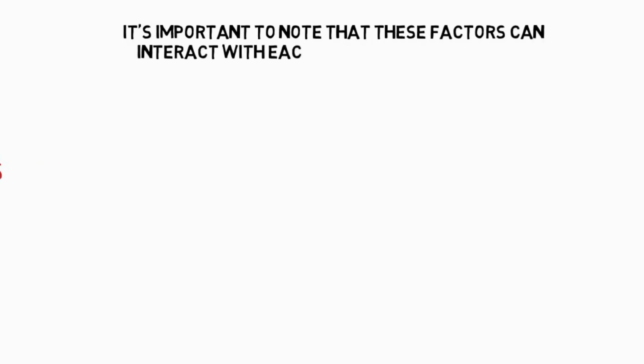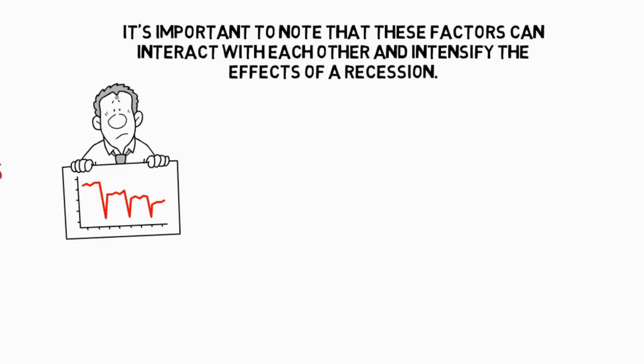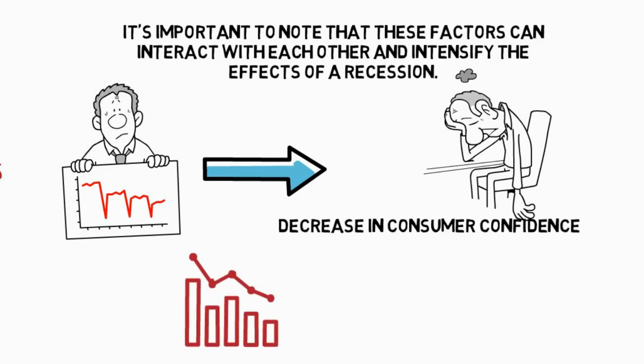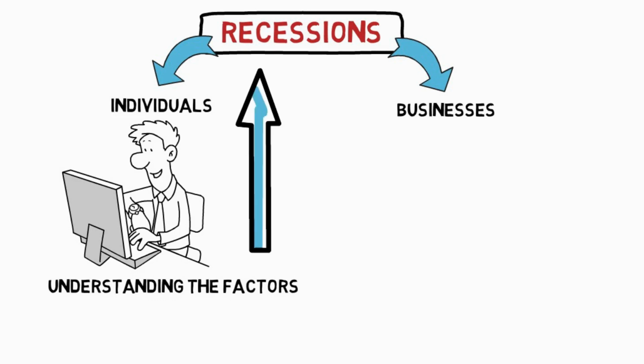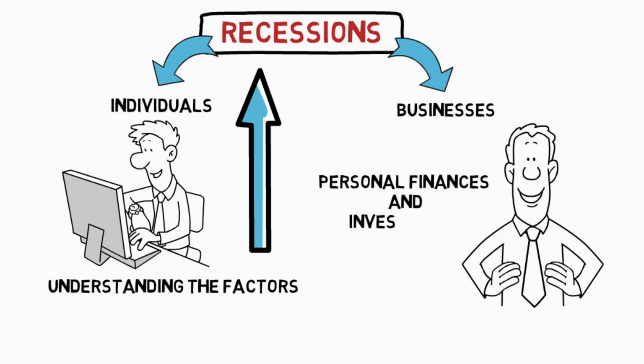It's important to note that these factors can interact with each other and intensify the effects of a recession. For example, a stock market crash can lead to a decrease in consumer confidence, which can then lead to a reduction in spending and a decline in economic activity. While recessions are a natural part of the economic cycle, they can still have significant impacts on individuals and businesses. By understanding the factors that can cause a recession, we can be better prepared to navigate through difficult economic times and make informed decisions about our personal finances and investments.